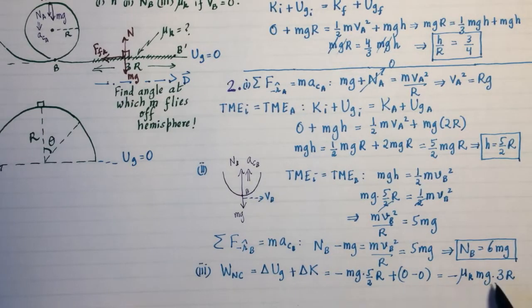If you look at the left side and the right side, once again mass cancels, gravity cancels, and the radius cancels, so it doesn't depend on any of these things. And I'll end up bringing the 3 downstairs, so I get mu kinetic equals 5/6.